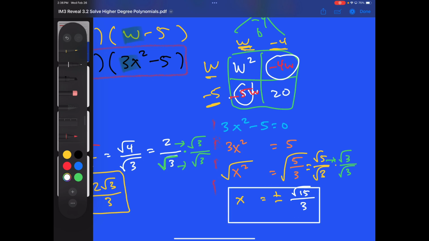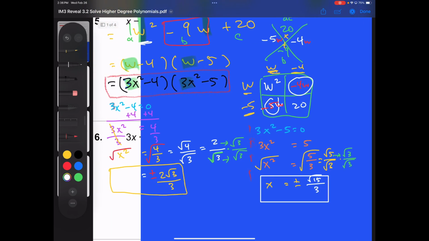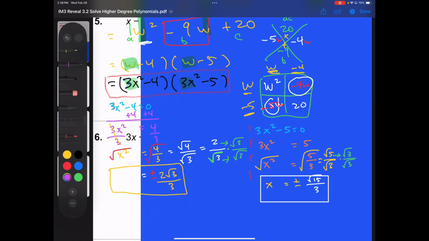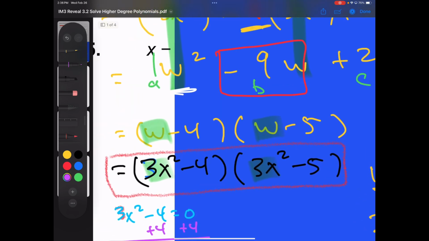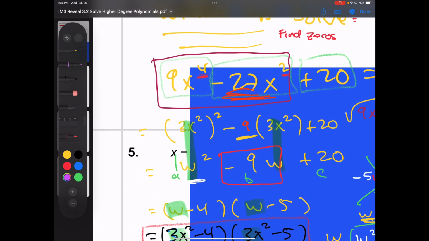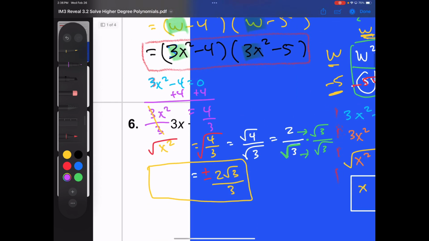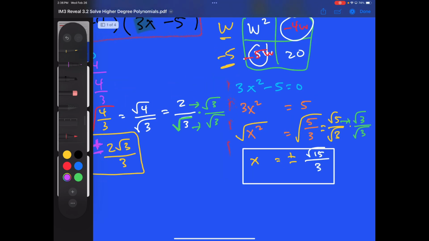Does that make sense? Let me review really quickly. In this problem, you have 4 solutions. Your 4 solutions are, one is positive, one is negative, and then over here, one is positive radical 15 over 3, and a negative radical 15 over 3.